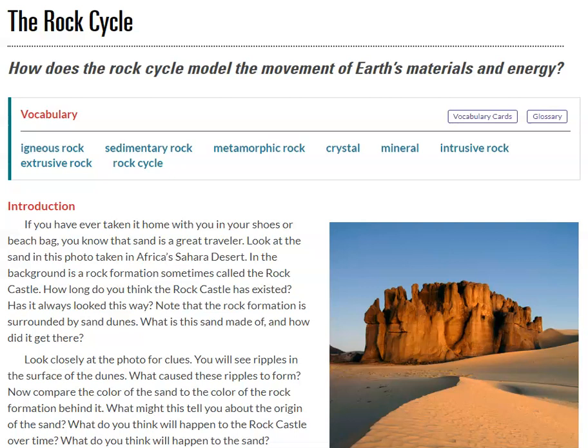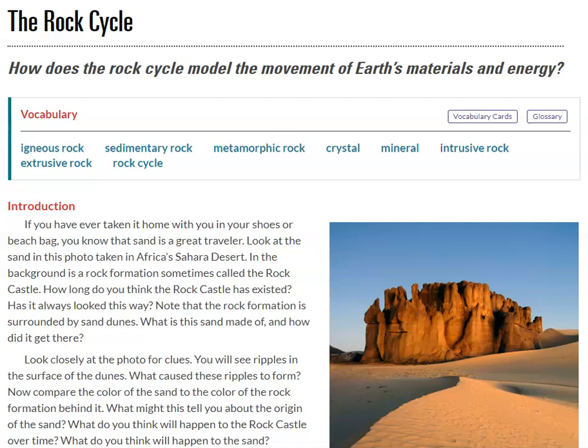Introduction, the rock cycle. How does the rock cycle model the movement of Earth's materials and energy? So let's look at the vocabulary first. Igneous rock, sedimentary rock, metamorphic rock, crystal, mineral, intrusive rock, extrusive rock, and rock cycle.